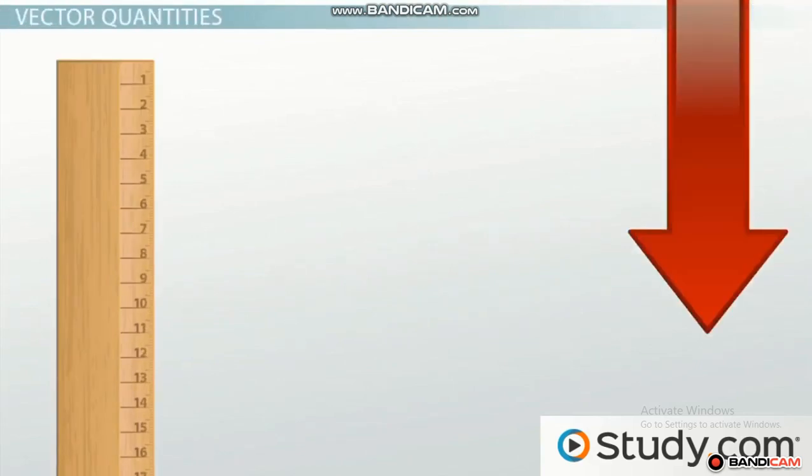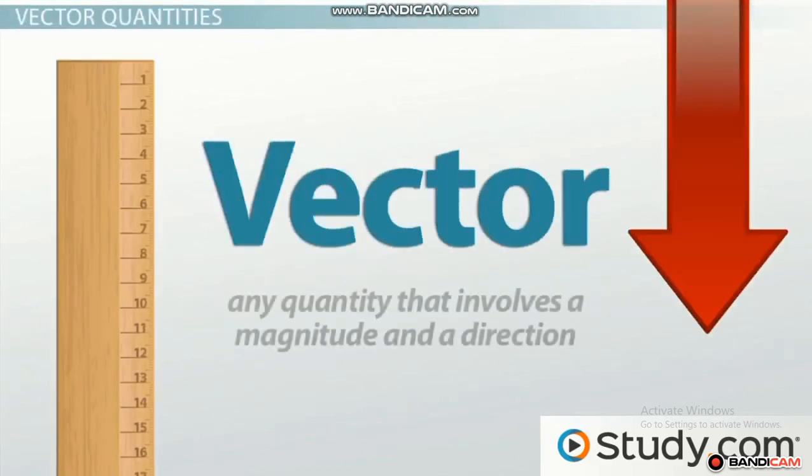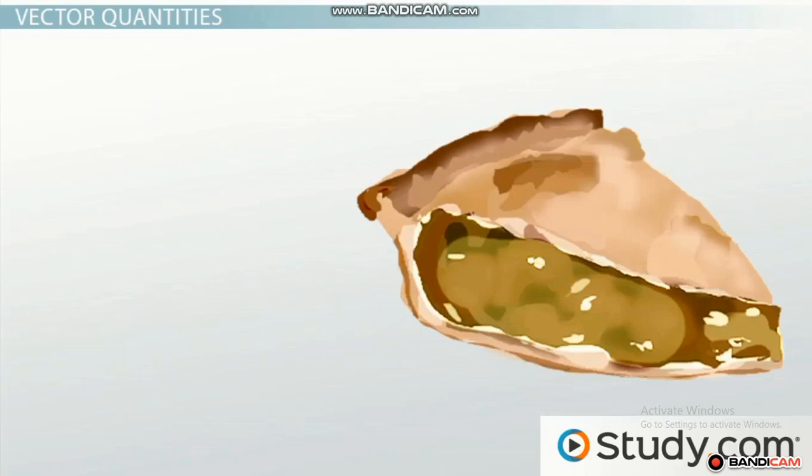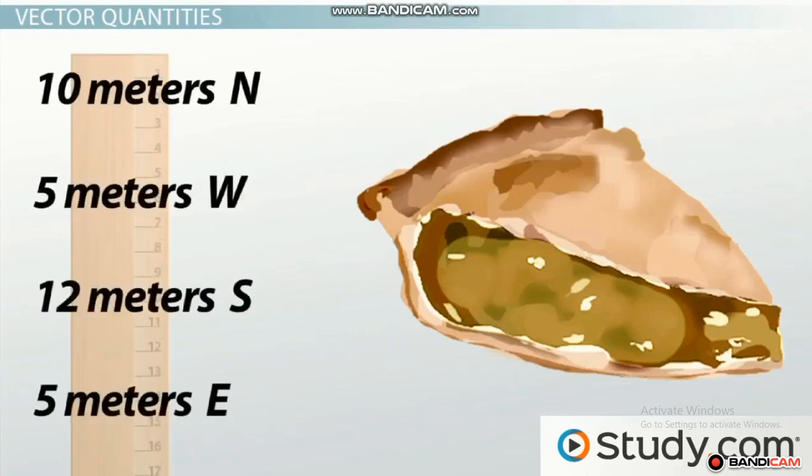Now, let's look at vector quantities. A vector is any quantity that involves a magnitude and a direction. During your second attempt to find the pie, I added directions to the number of meters you needed to walk. 10 meters north, 5 meters west, 12 meters south, and 5 meters east were all vectors.